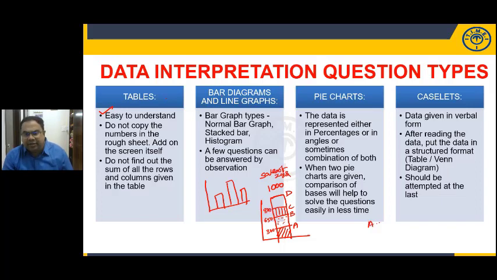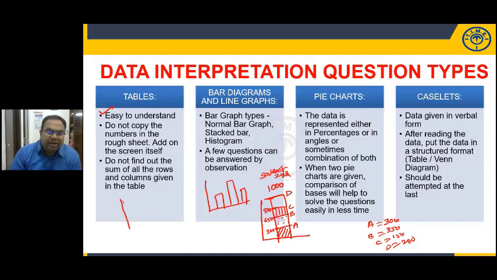How much is sales of A? 300. How much is sales of B? Because A is starting at 0, ending at 300, sales of B is not 650. Upper boundary minus lower boundary, 650 minus 300, 350. Sales of C is not 800. Starting at 650, ending at 800, so it is 150. Sale of D is not 1000. 1000, this is 800, the gap is 200. 8 plus 2, total I am getting 1000.